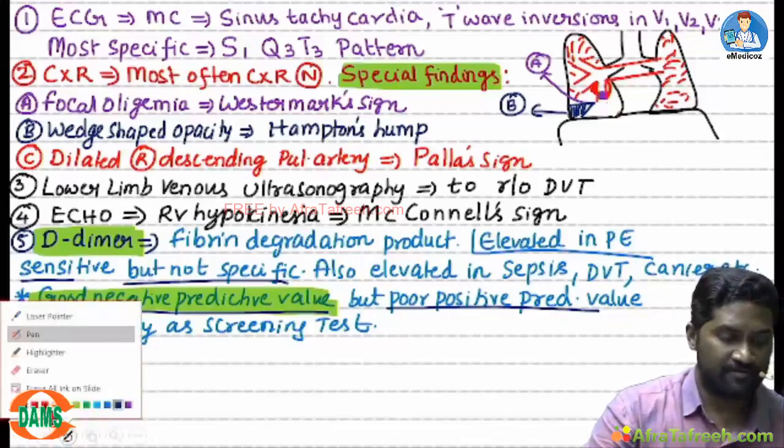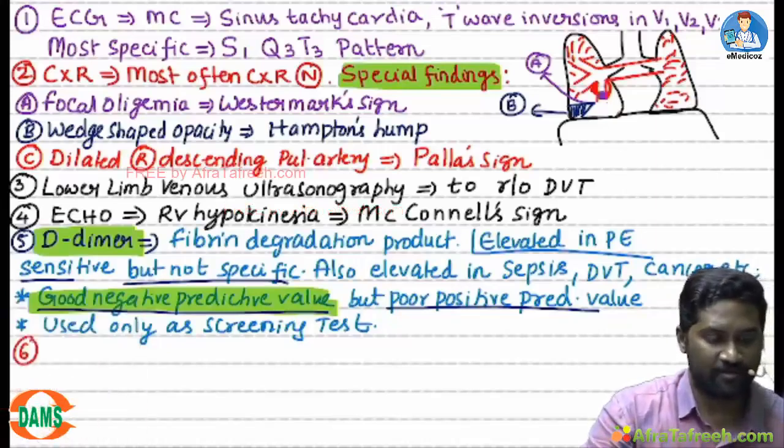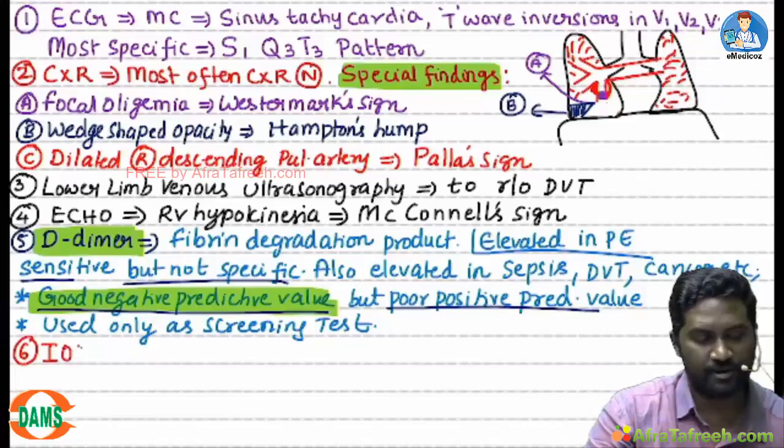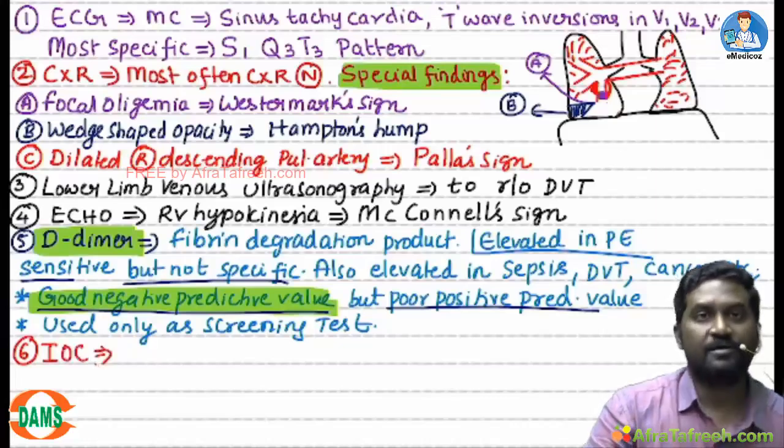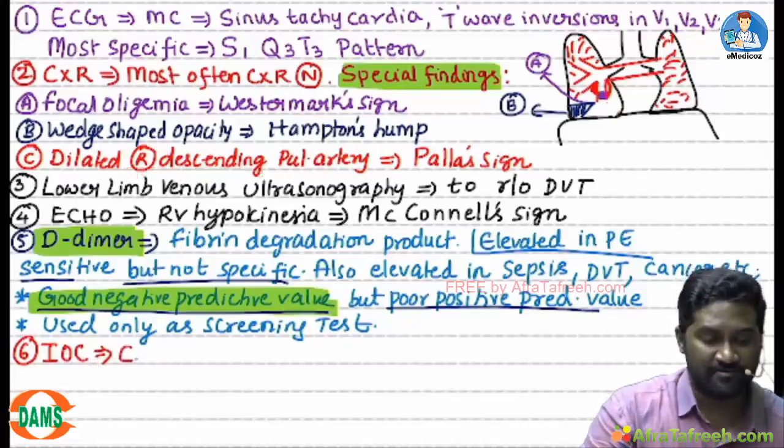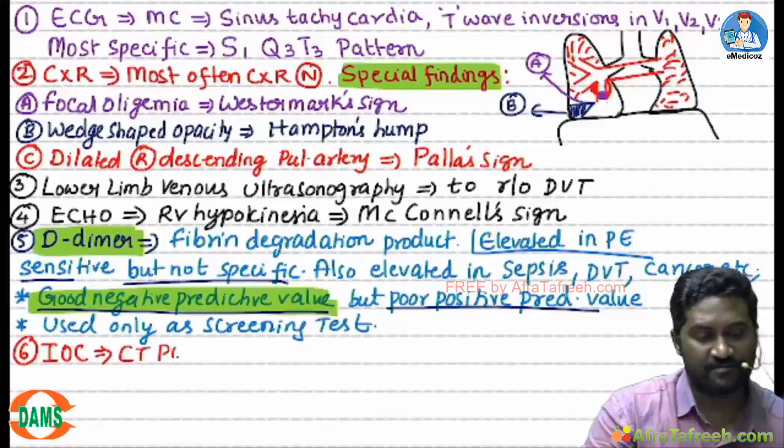Then what is considered as investigation of choice? So what do you mean by investigation of choice? It must be easily available, easily done, less complications, good sensitivity and specificity. So such a test is CT pulmonary angiography.